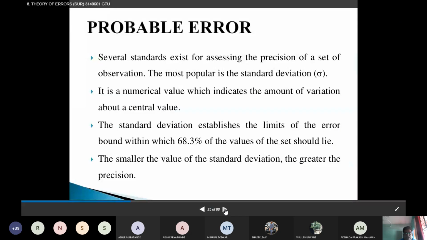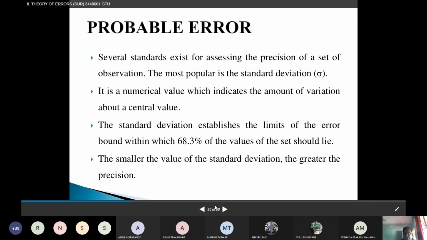Then probable error. Several standards exist for assessing the precision of a set of observations. A set of observations can be worked out in terms of the normal equations. Most popular is the standard deviation. Always you apply the standard deviation, find out the deviation. Even in hydrology and water resource engineering, where we want to find out the number of rain gauge stations, at that time we have to utilize the variations as well as this deviation parameter.